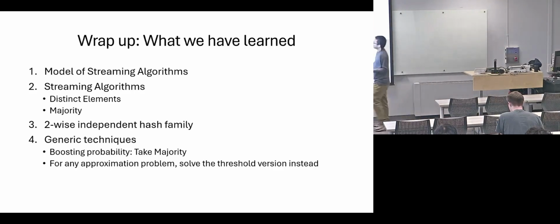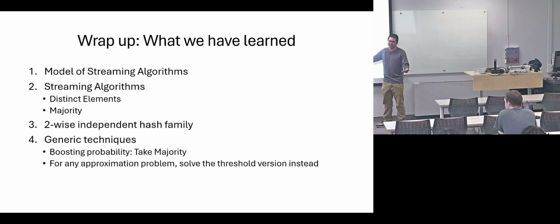We learned the model of streaming algorithms. We saw distinct elements and the concept of two-wise independent hash family. And this generic technique is really important. I want you to take note of this, because you can use it all the time to boost probability by taking majority. And once you want to solve an approximation problem, just solve the threshold version first, and then you can solve the original one easily by doing this for each threshold.